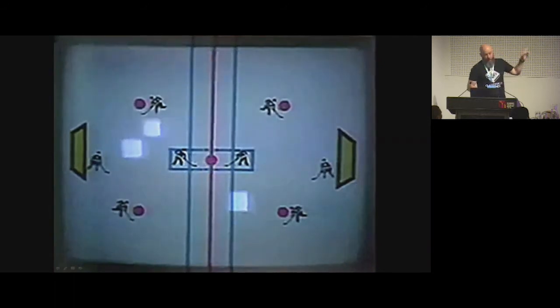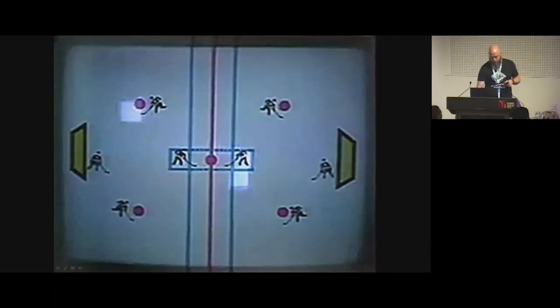And this is not actually the Magnavox. It's a Fairchild, I think it is. And you can see that's a hockey game, obviously.